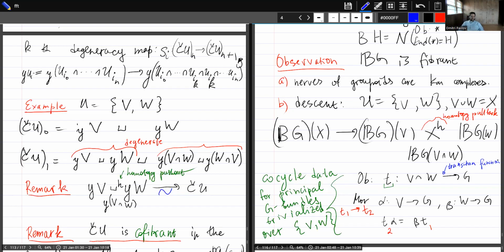And strictly speaking, these transition functions must satisfy a cocycle condition, which in our case is trivial because the cocycle condition is formulated for triple intersections, and in our case, the only triple intersections will be degenerate. So the descent object in this case precisely recovers the description of principal G-bundles in terms of cocycles.